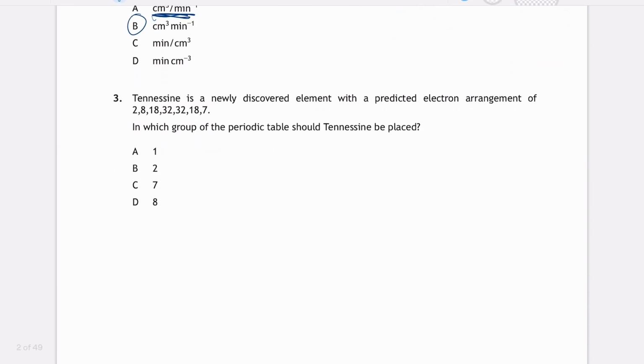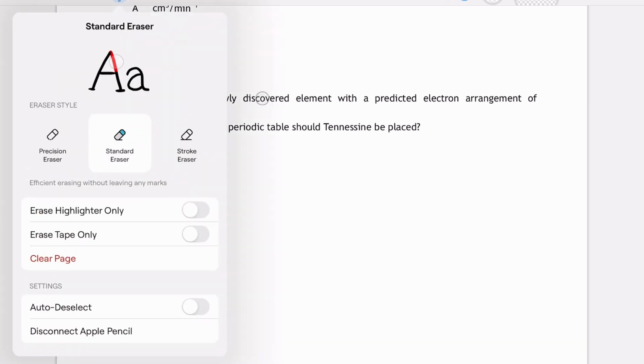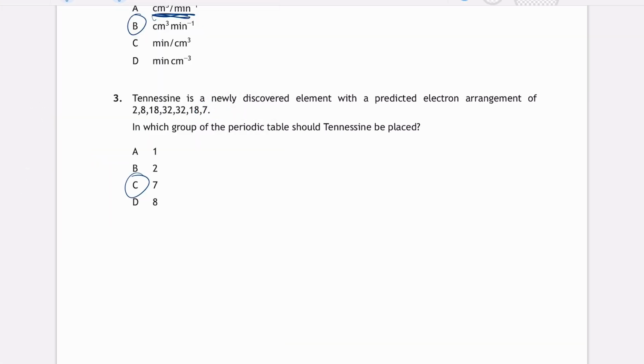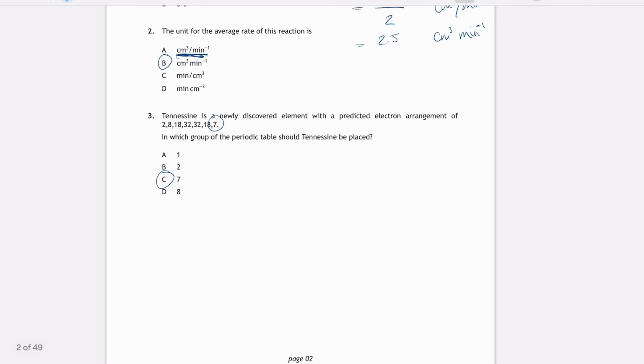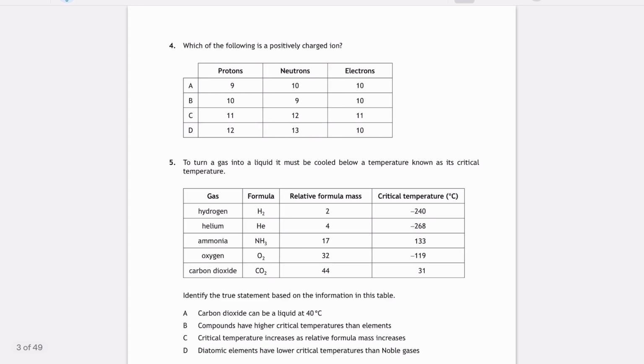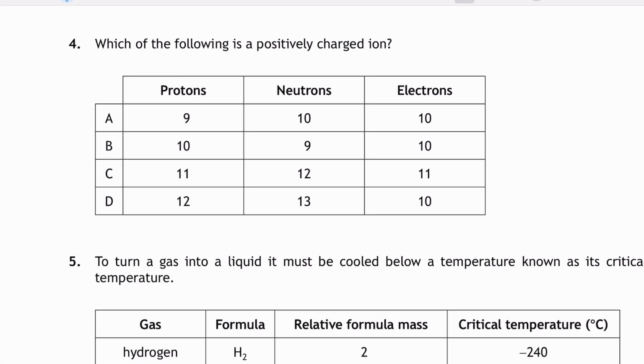This element here, because it's got 7 outer electrons, it means it's most likely going to be in group 7. Remember, elements in the same group have the same number of outer electrons. That's how you can tell what group they are in. And that's why they have similar chemical properties, because everything reacts because of its electron arrangement. So if they've got the same number of outer electrons, they tend to react in a similar way.